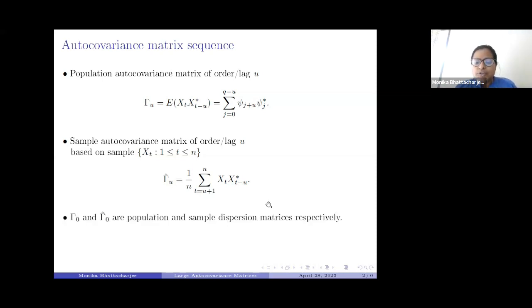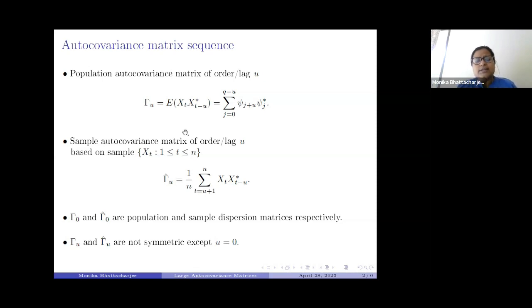Now u equal to 0 corresponds to the dispersion matrix. Gamma 0 will give us the population dispersion matrix, or population variance covariance matrix, and gamma hat 0 will give us the sample dispersion matrix, or sample variance covariance matrix. Except for u equal to 0, all these matrices are not symmetric. That is also clear from the definition.